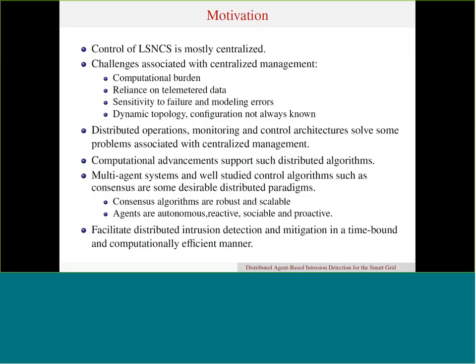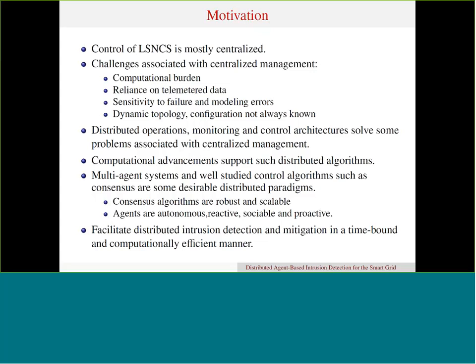A general motivation for our work stems from looking at the nature of large-scale networked control systems, and the fact that management of such systems is mostly centralized, in the sense that control decisions are made by a centralized controller. For a power grid, that would be the SCADA. A power grid has multiple interacting components, and it's intuitive that processing data for all these devices poses a large computational burden on the centralized controller, with all the associated problems.